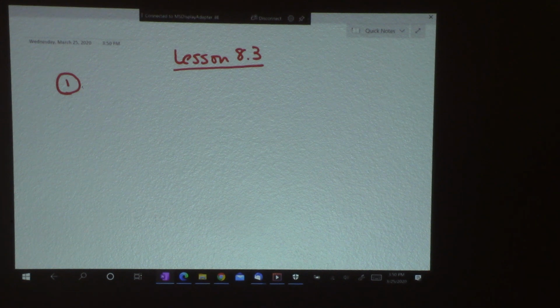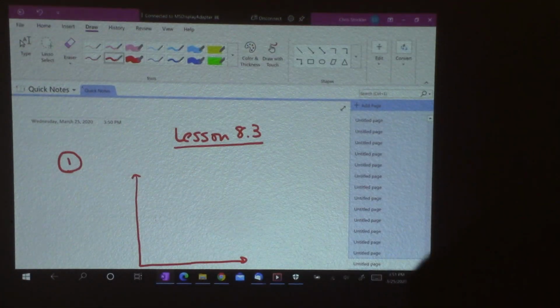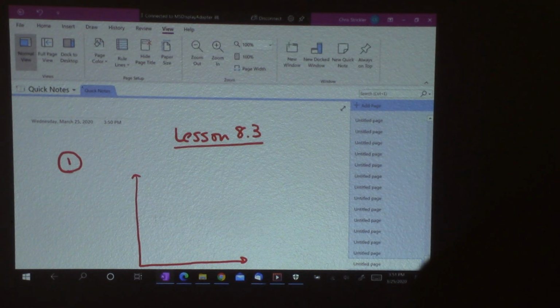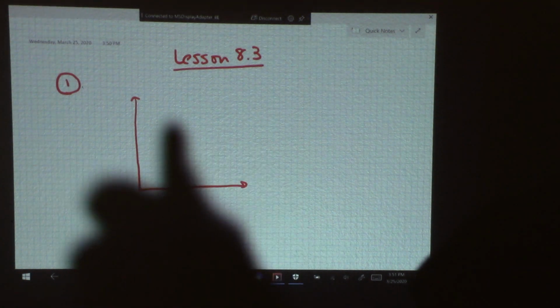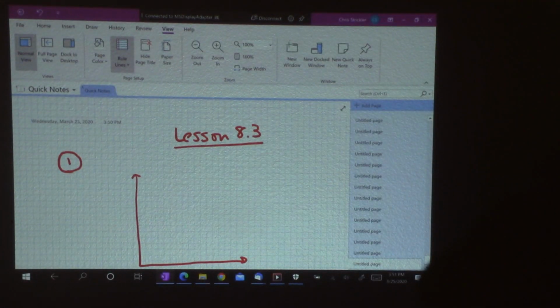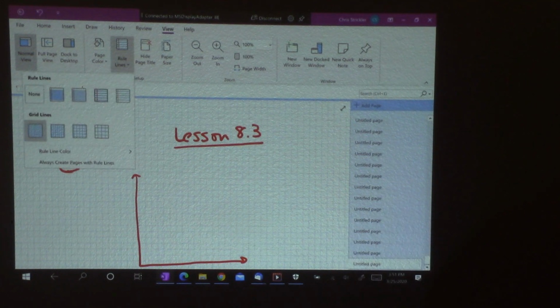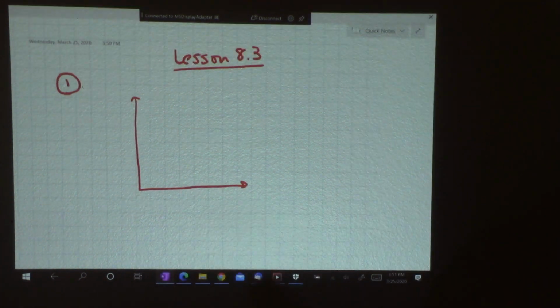I'm going to draw a picture for you. Here's a graph. Actually, I'm going to get my graph paper back. It will be a lot prettier that way. Okay. Let's make it bigger. There we go.